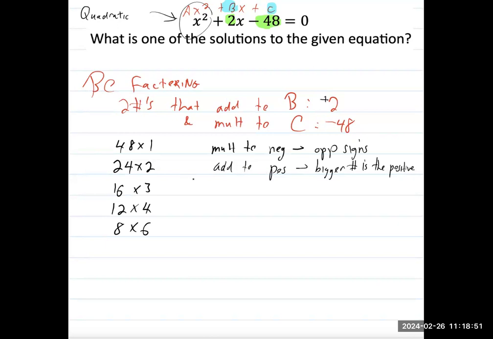So now we are going to say, okay, we have two numbers with opposite signs. The bigger number is the positive number. They need to add to 2. And which of these combinations of numbers could do that? This one right here could do that.